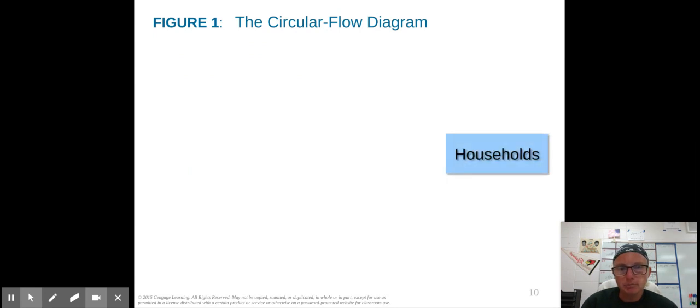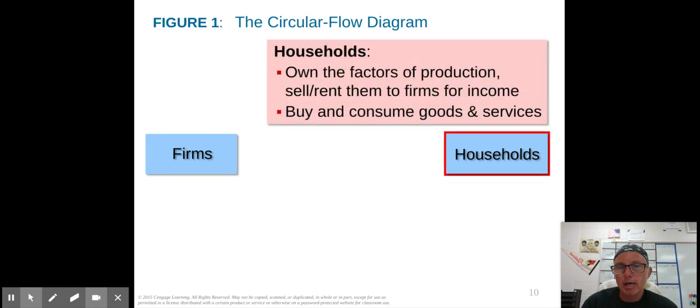It starts with the households and firms. Now the households, what do they do? What is their role in the circular flow in the market? Their role is that they own the factors of production to sell or rent them to firms for income.